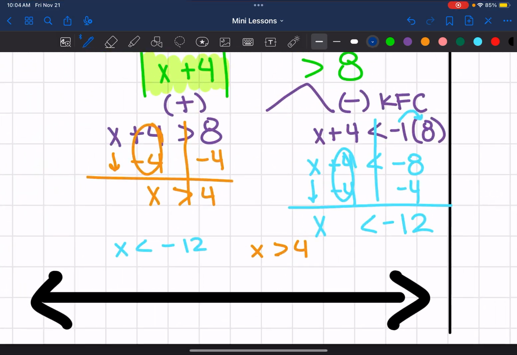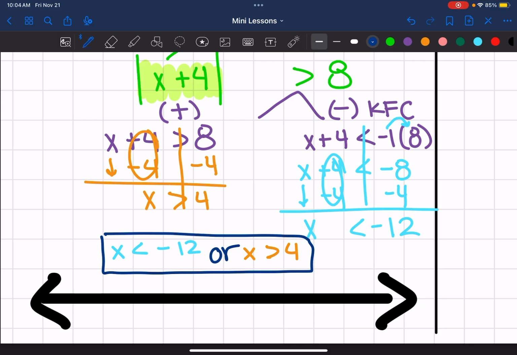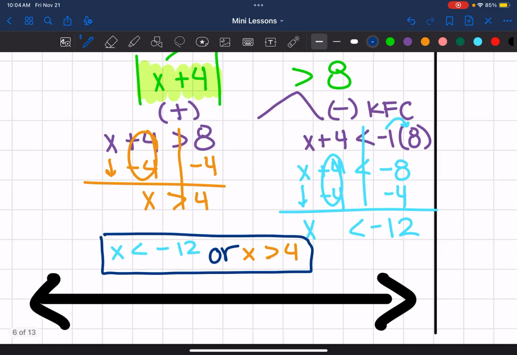So going down to what we have written, we have our two answers. I'm going to just stick the word or in the middle. This is our algebraic answer. Now we're going to graph this on a number line. Now it's a blank number line, so I'm going to just claim this as my -12. I'm going to claim here to be 4.